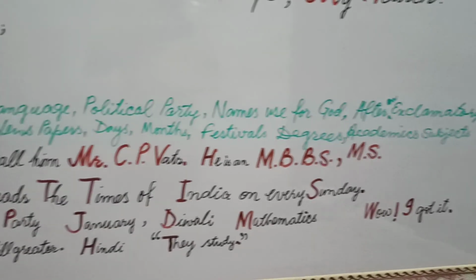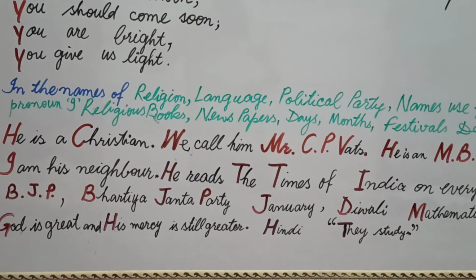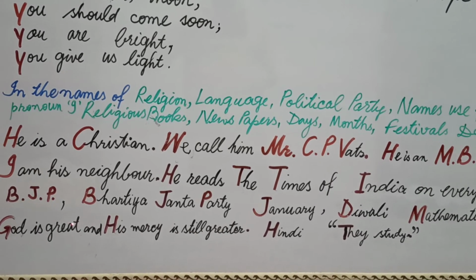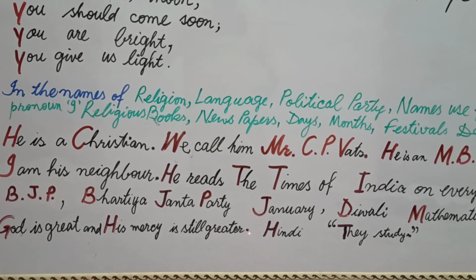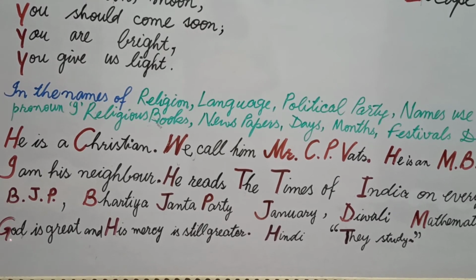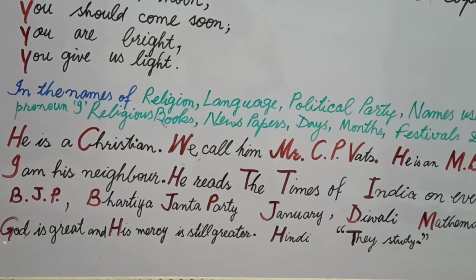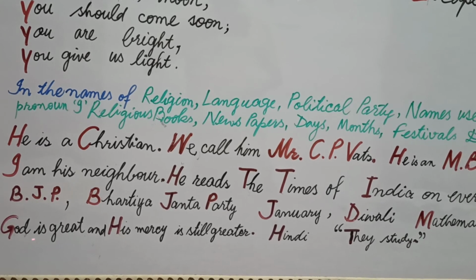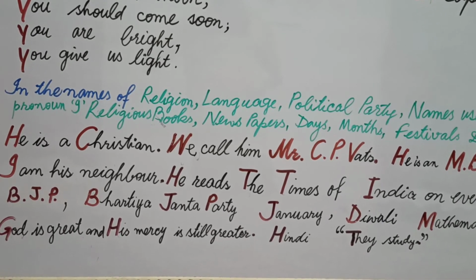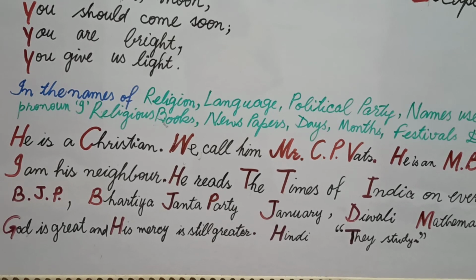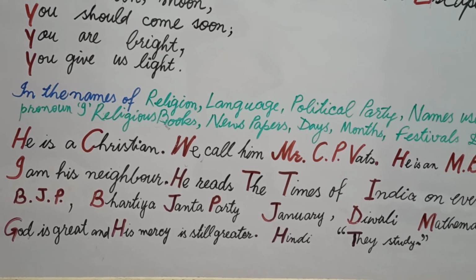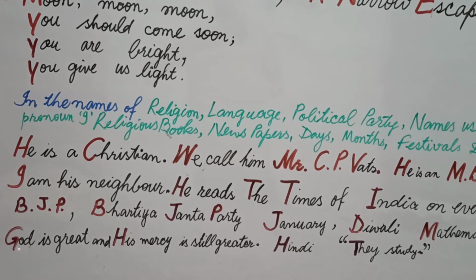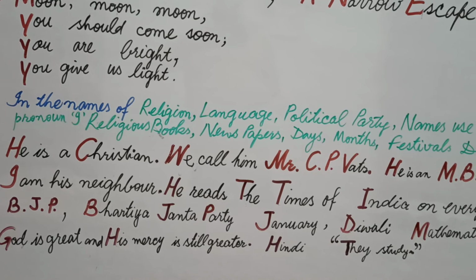Students, further: God is great and His mercy is still greater. This sentence ends here at the full stop. I used a full stop here. God, G capital, because it's the first letter and it is also used for God. And this His refers to God, that's why I use H capital here. Suppose you use this h for human beings, you use it with a small letter, but this His refers to God, that's why I use a capital letter here.